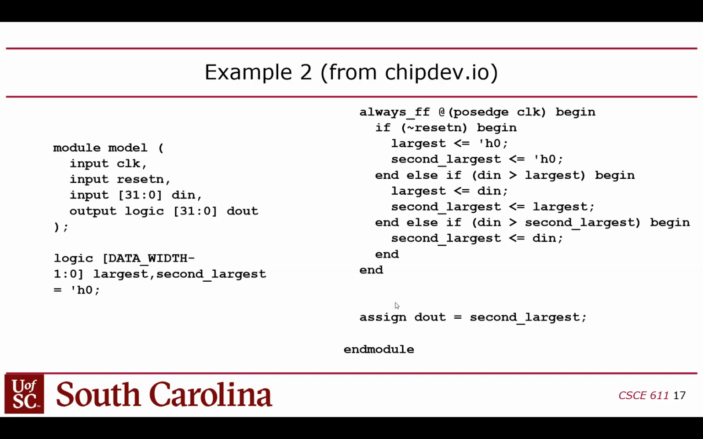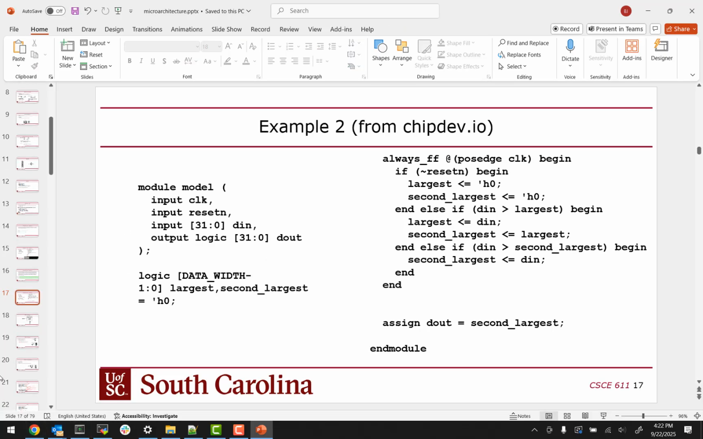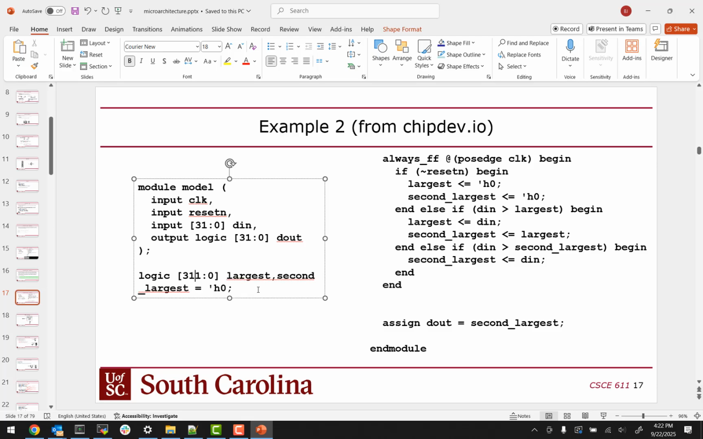So basically, it turns out this is pretty simple too. Oh, and again, there's a typo here. This had a parameter for the data width that I removed. I just replaced it with a constant. It should be 31 down to 0 here.